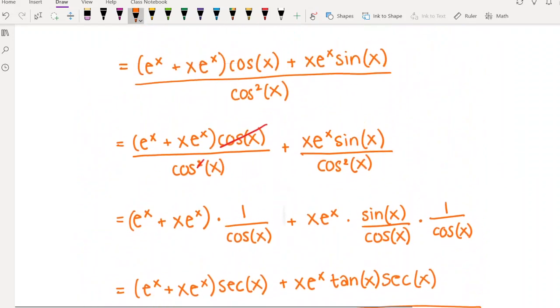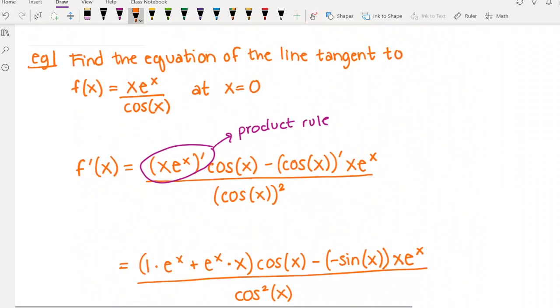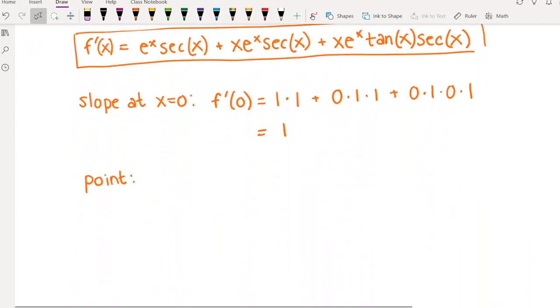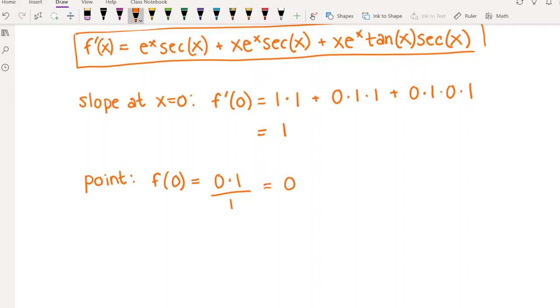The original function was x times e to the x over cosine of x. So we just want to plug in 0 to that. So f of 0 is going to be 0, right? Because the numerator was x times e to the x, so it's 0 times 1, over cosine of 0, which is 1. And so we just get 0. And so that means that it goes through the point (0, 0).